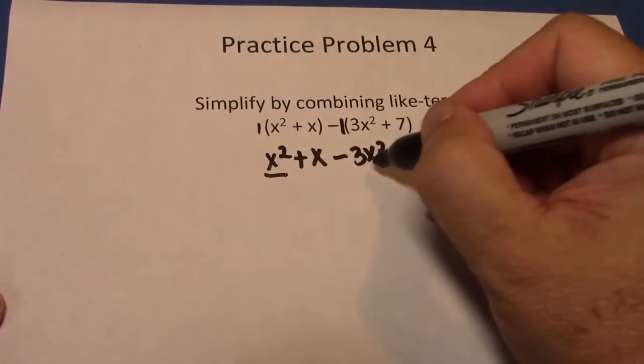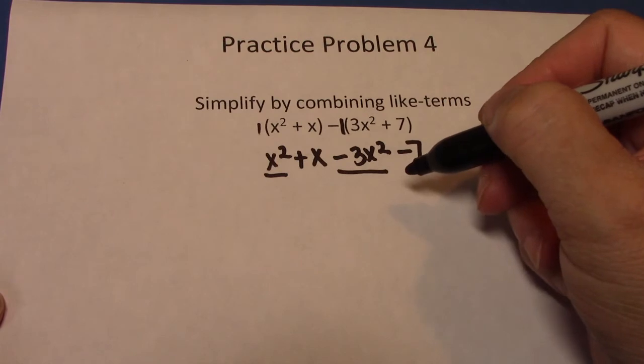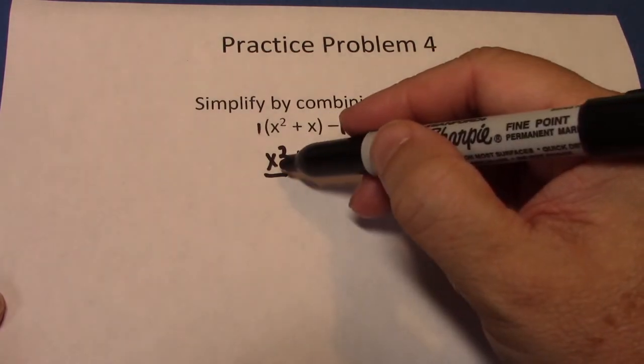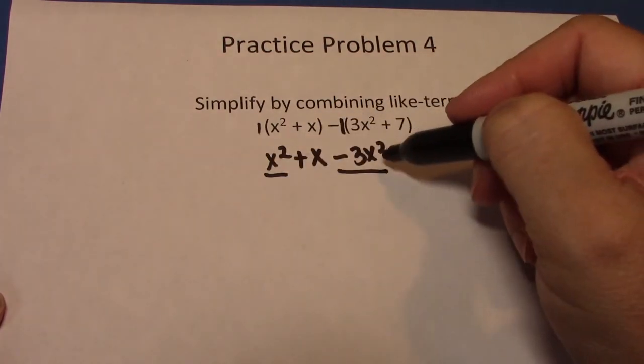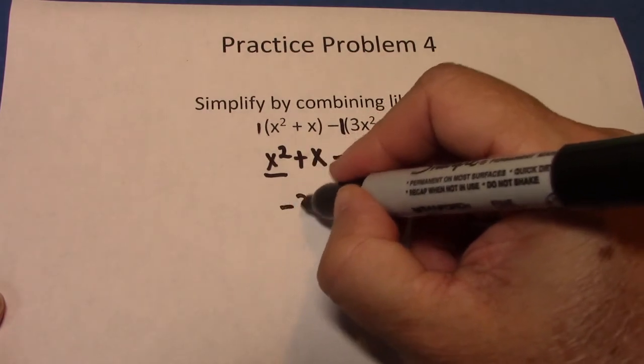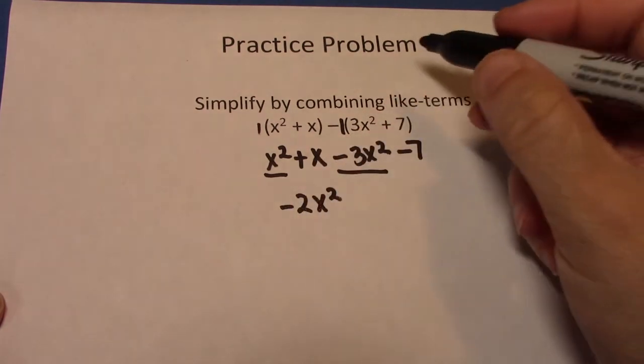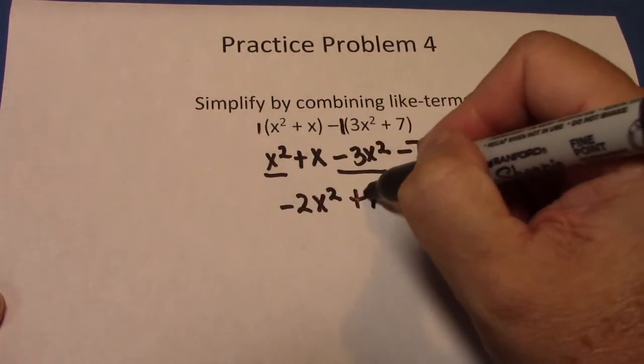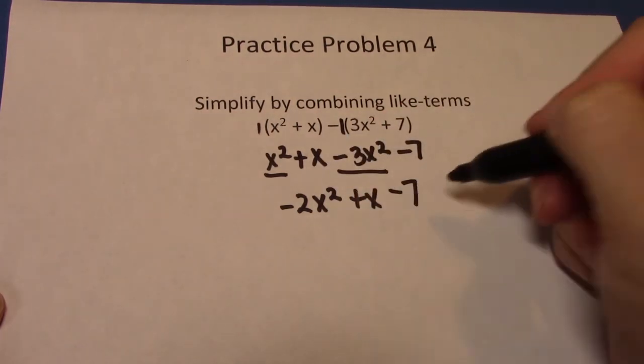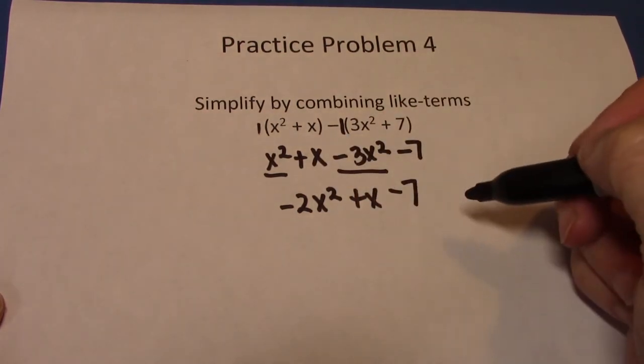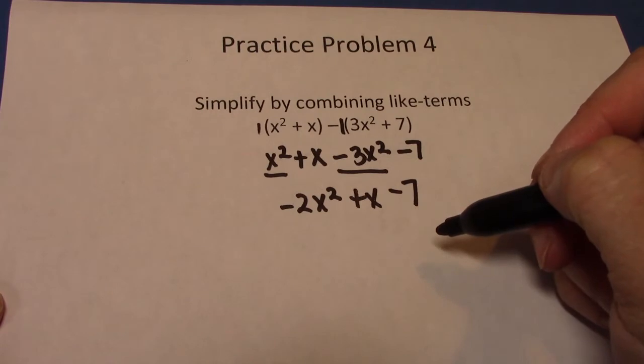Now we can go ahead and combine the terms, and I see two x squared terms plus an x squared term minus 3x squared terms. That's negative 2x squared. Then this one is unique by itself, and the 7 is also unique. So we have an answer of negative 2x squared plus x minus 7.